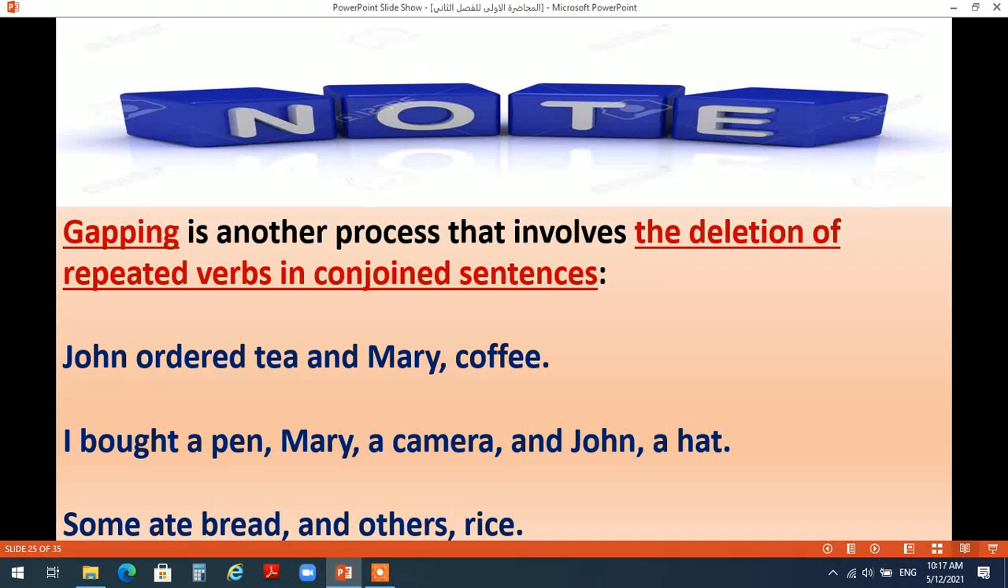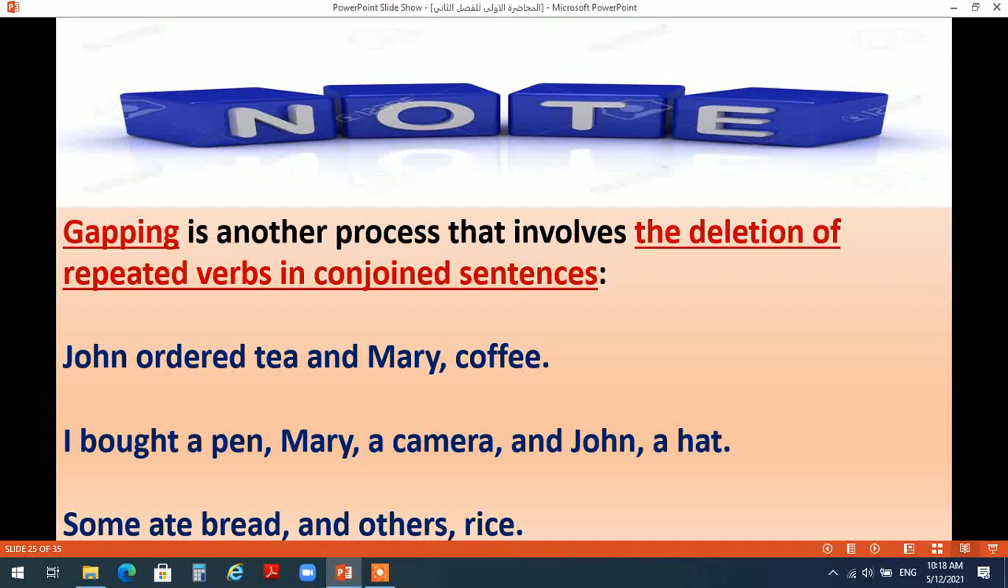It is called gapping. Gapping is another process that involves the deletion of repeated verbs in conjoined sentences. أحيانا حين نربط عبارات باستخدام أداة الربط المناسبة اللي هي هنا coordinating conjunction، ويكون الفعل نفسه يتكرر في الجملة، فلا داعي أنه أكرر الفعل أكثر من مرة. لماذا؟ لأنه اللغة الإنجليزية لا تحب التكرار، تلجأ دائما إلى الاختصار قدر المستطاع. إذا كان هنالك أي تكرار نحاول أنه نتخلص منه بأكثر كمية ممكنة.